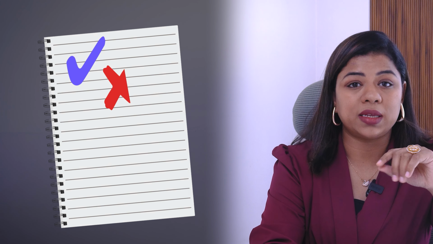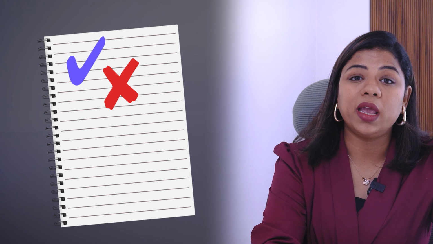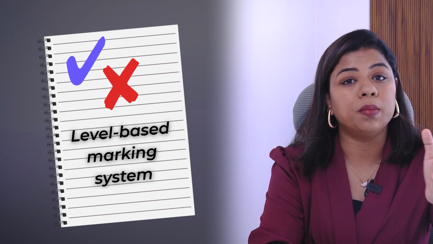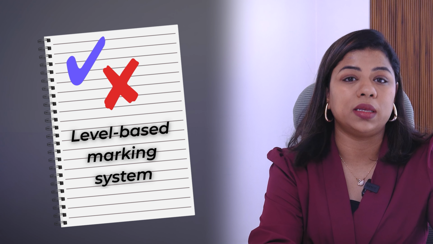Sounds familiar? Marcus was making the same mistake that 80% of IGCSE Global Perspective students make. He was treating it like a content subject instead of a skill subject. And here's what changed everything for Marcus. So what I did was, I showed Marcus the actual Cambridge marking guidance that examiners use. And suddenly, everything clicked for him. So you see, Cambridge doesn't mark global perspective answers as simply right or wrong. Instead, they use what's called a level-based marking system, or you can also call it a rubric-based marking system.